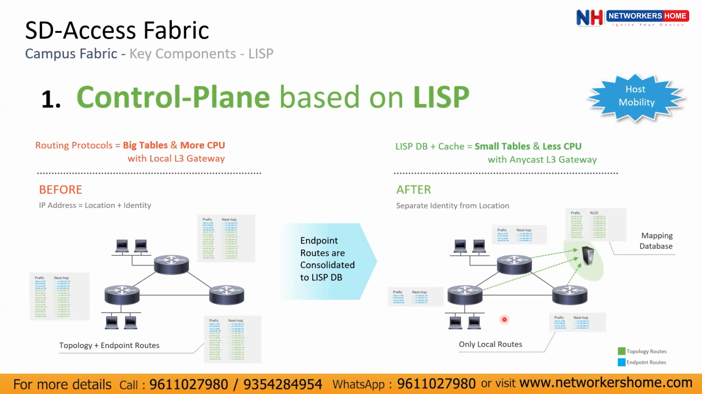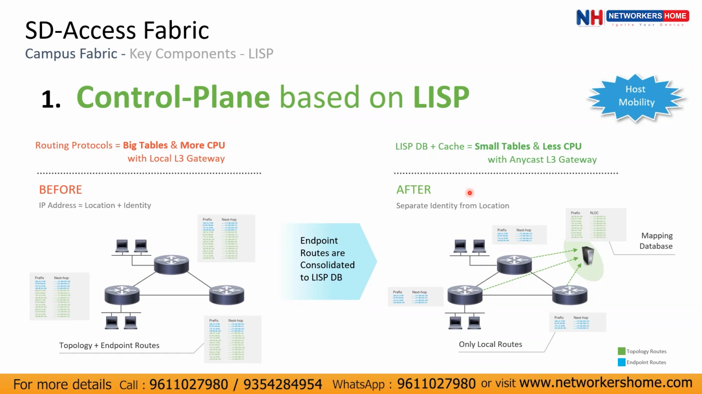Whenever any endpoint gets connected initially, it registers to the control plane, saying, hey, I have one endpoint behind my loopback. So there is an entry in the host tracking database. You can see the prefix and RLOC. RLOC means the loopback IP address of the fabric edge device. So that is the thing. Here in LISP, we have small tables, and it is very less CPU intensive, I would say.